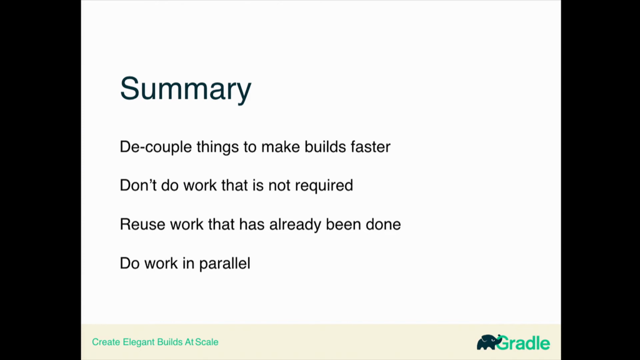So we want to reuse work that's already been done. So don't build task outputs if someone else has already done so. Don't recalculate a dependency graph if you already have the answer. And for the work you do need to do, do it in parallel and later distribute that across multiple machines.